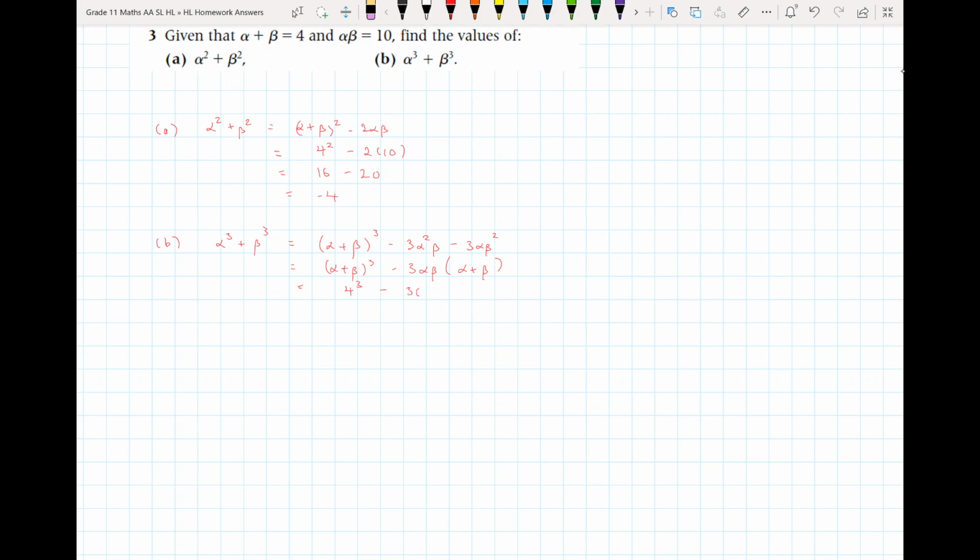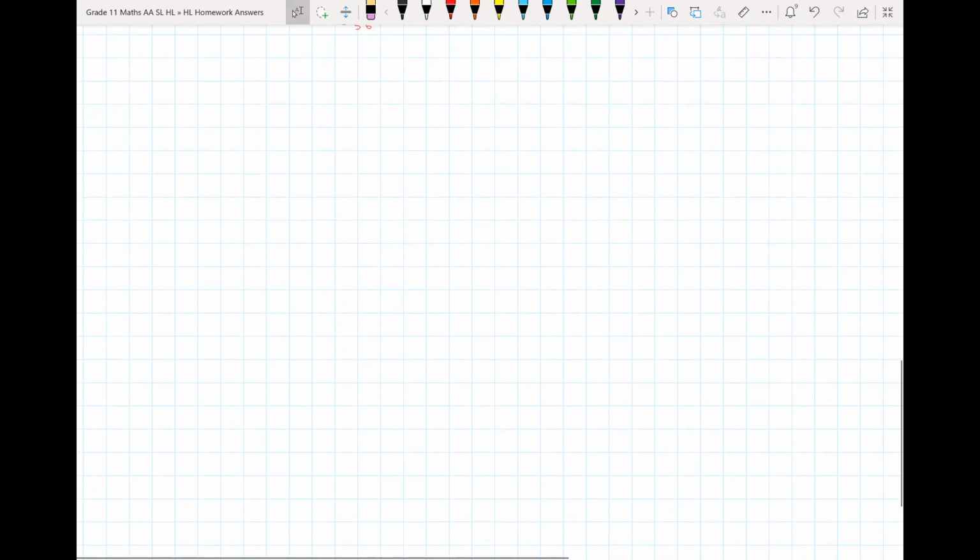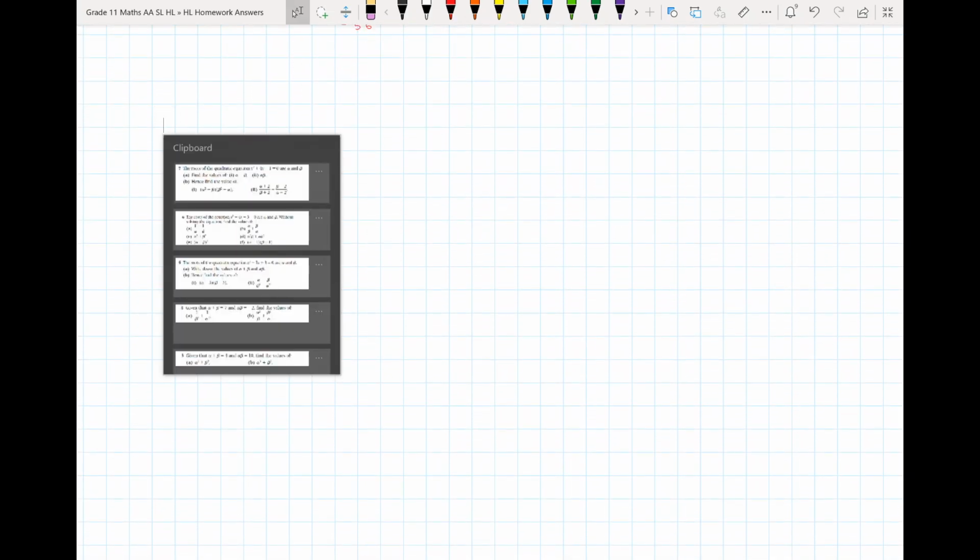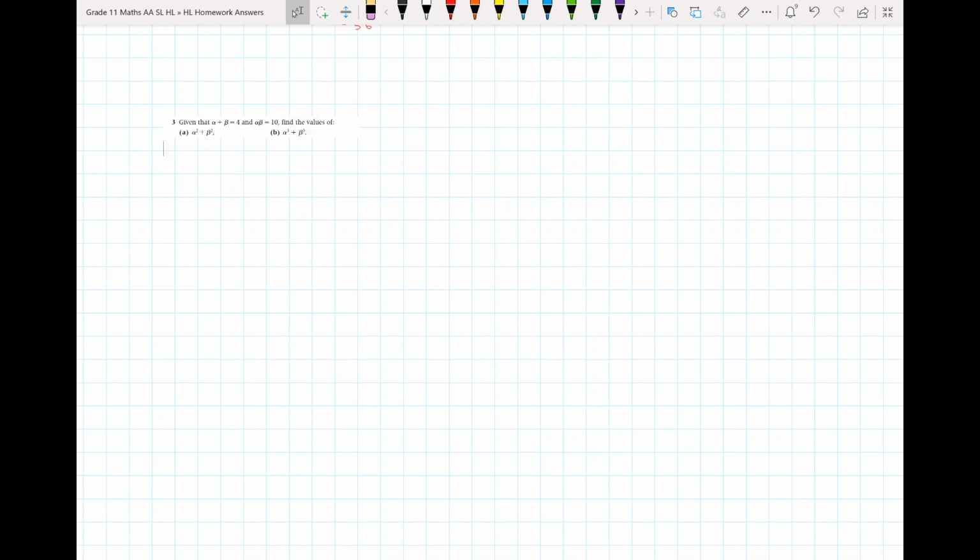That's the wrong value. 4 cubed is 64. 120 minus 64 is 56. No, that's the wrong one.